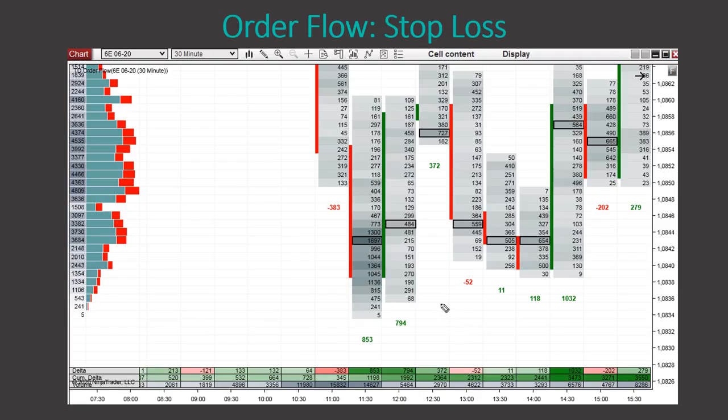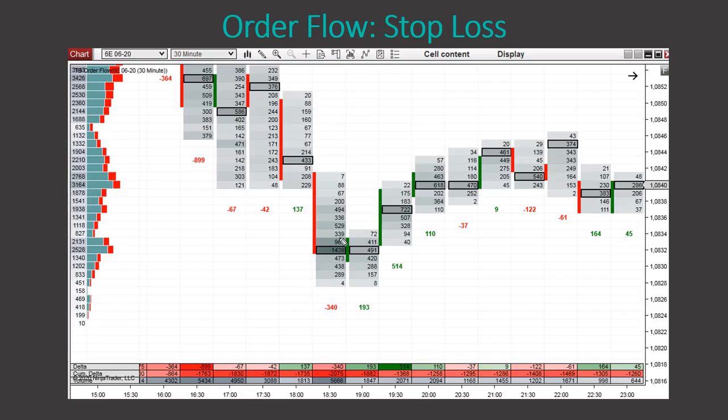Now, in this case, it is pretty simple. Significant volume area, support in here, this high volume node, you want to go long from there, and the ideal stop loss, in my opinion, would be in here, below the low of this area.